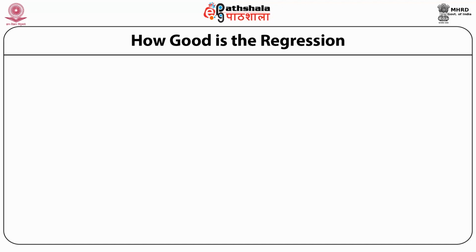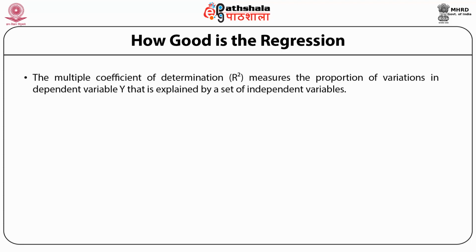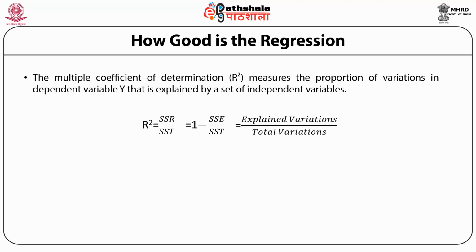You must be remembering that in simple regression analysis we calculated the coefficient of determination, R square. Here we need to calculate the multiple coefficient of determination, that is R square. R square is equal to variations explained divided by the total variations, so it is equal to SSR upon SST. As the value of R square increases, the goodness of our regression model also increases. The higher the value of R square, the better the model is for prediction.